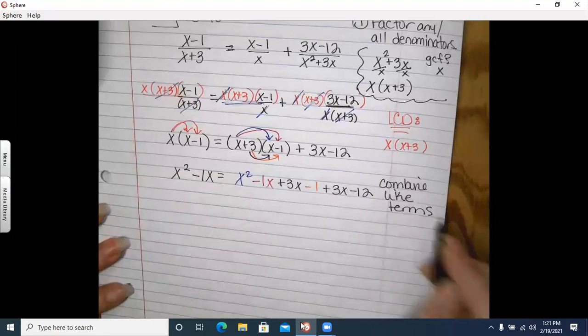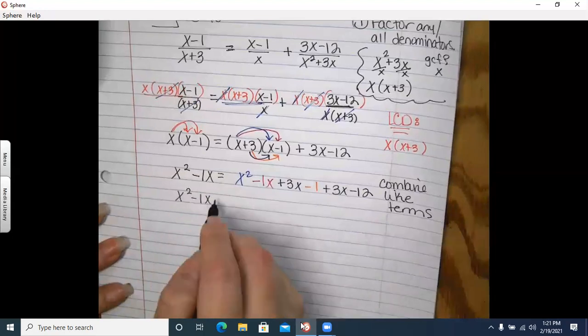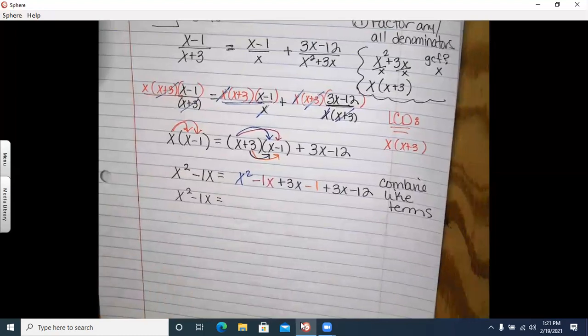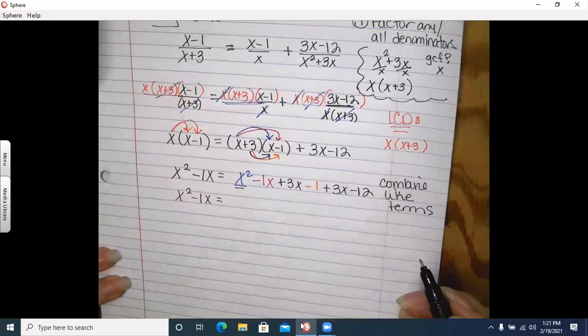So the left side, I'm just going to bring that down. X squared minus 1X equals. So let's go ahead and write it in standard form while we're at it. What's the term with the highest degree? X squared. And are there any other terms that have an X squared? No, so there's no like terms to combine X squared with, right?